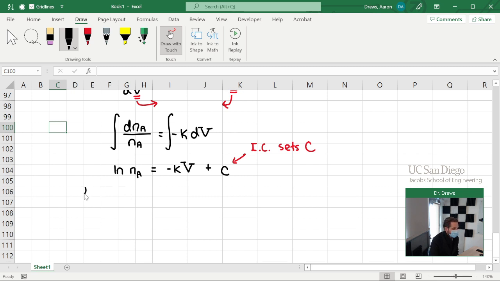But if, for example, the initial condition is that NA evaluated at V equal to 0 is some term, and let's call it NA0, that value of C would be a number, right? It would be somehow proportional to NA0. And you could rearrange that after a little bit of algebra, and you would end up with NA is equal to NA0 times the exponential of minus KV.